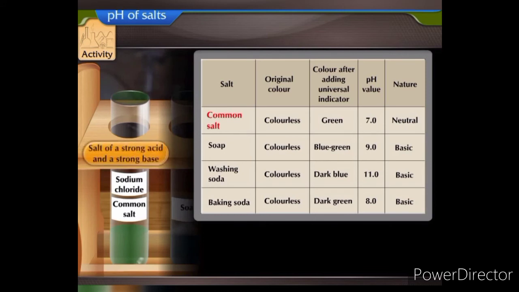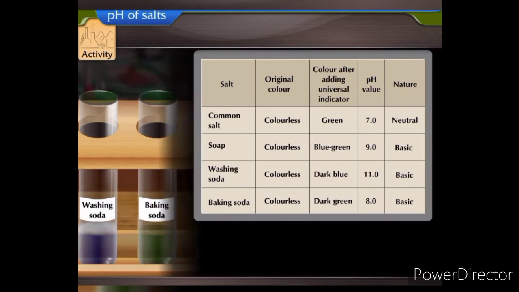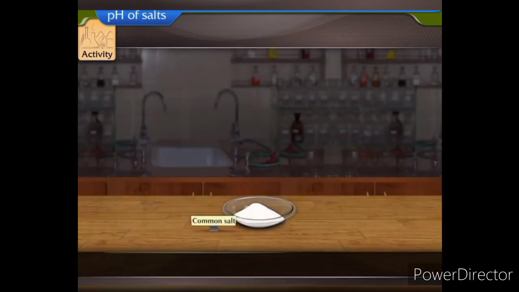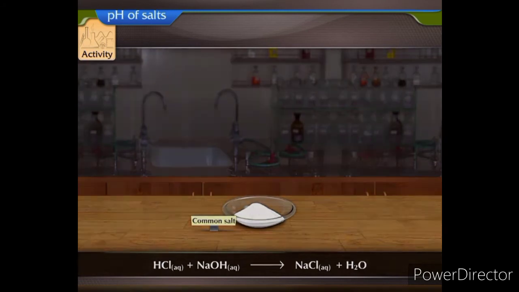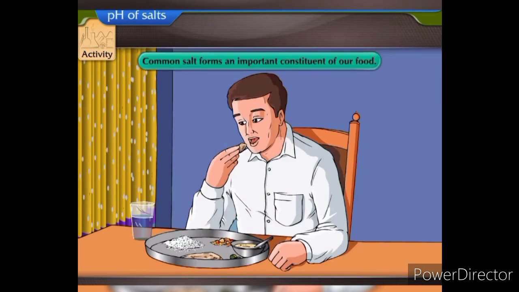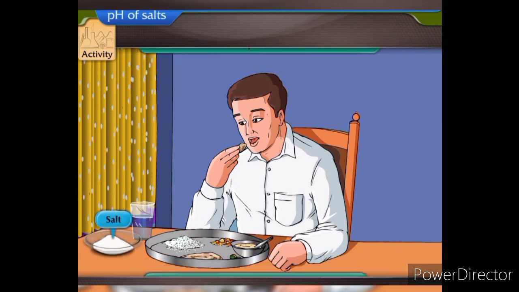Common salt is a salt of strong acid and strong base. Washing soda and baking soda are salts of strong bases and weak acids. We know that sodium chloride or common salt is obtained by the reaction between sodium hydroxide and hydrochloric acid. Common salt forms an important constituent of our food. Our food would be tasteless without the use of salt. Let us know more about common salt.